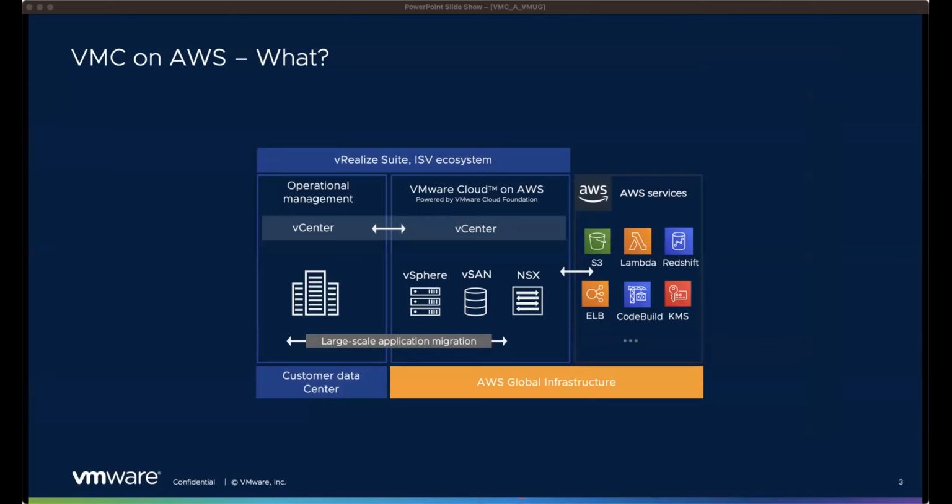This gives us a hybrid cloud experience with our on-premises infrastructure. On the other hand, the VMs in VMC on AWS also have direct connectivity to various AWS native services, be that S3, EFS, elastic load balancers, so on and so forth.